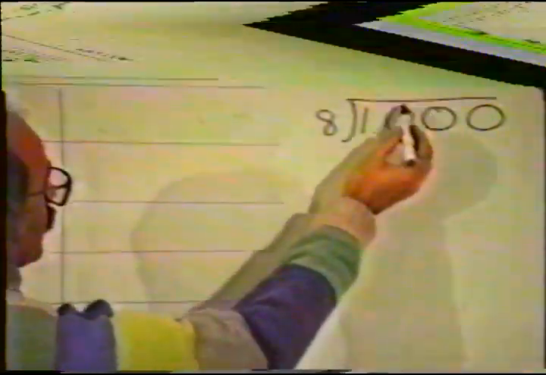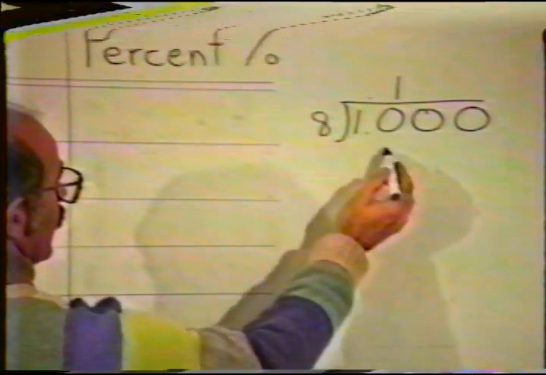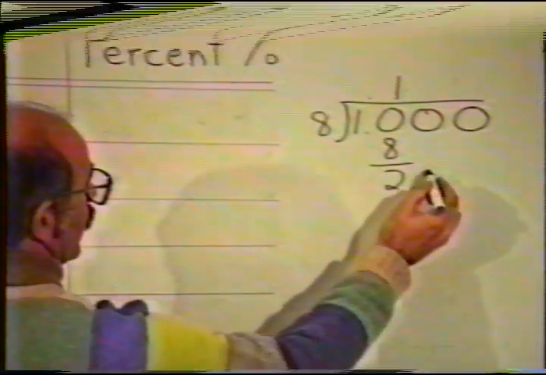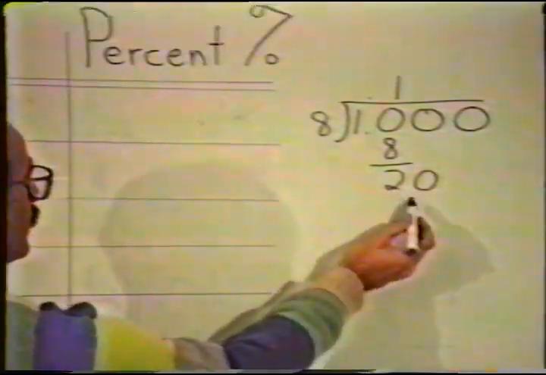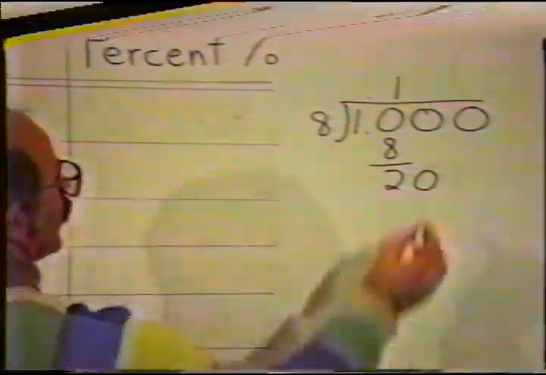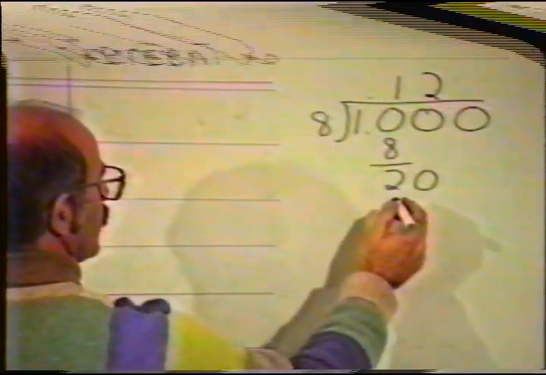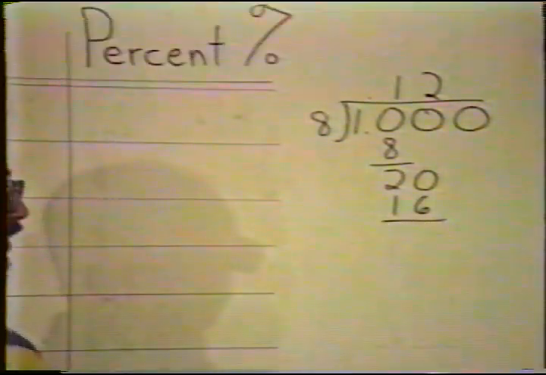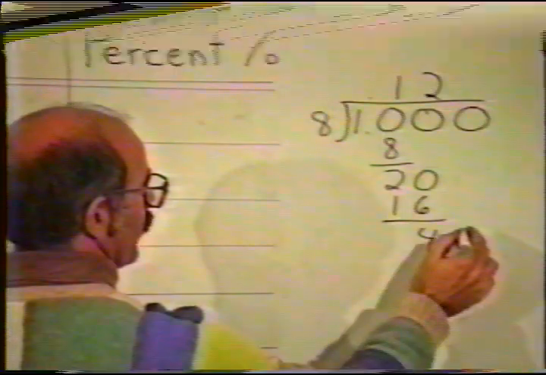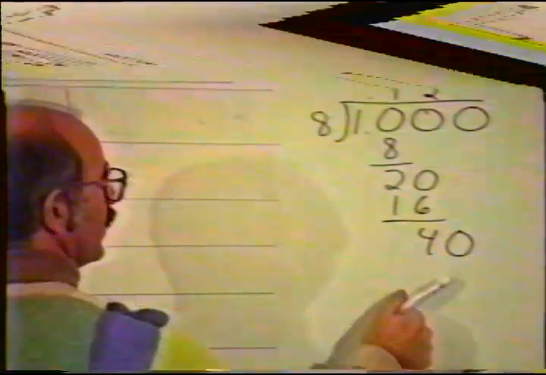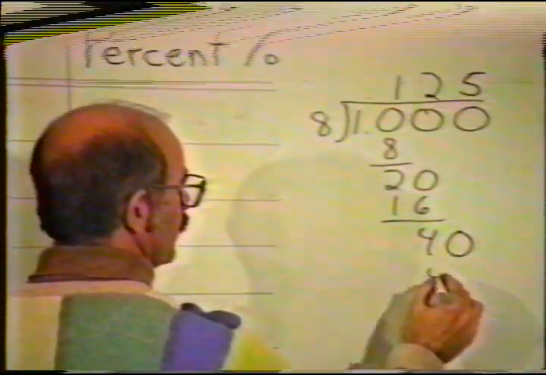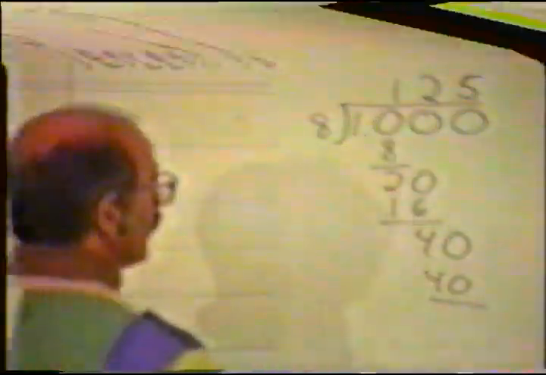8 into 10 goes 1. 1 times 8 is 8. Subtract, get 2, and bring down the 0. 8 into 20 goes 2. 2 times 8 is 16. 20, take away 16 is 4. And bring down the 0. 8 into 40, 5. 5 times 8 is 40, and it comes out even in the thousandths place.